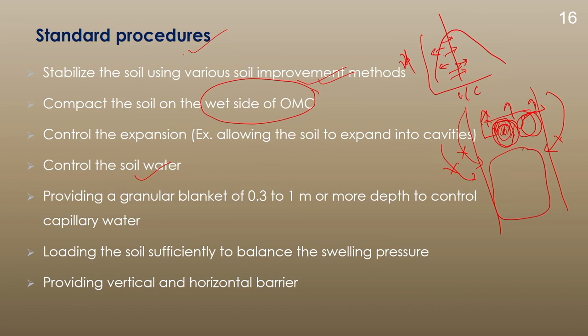So, therefore, we can control the movement of the water into this layer located below the foundation. Or we can provide a granular blanket of 0.3 to 1 meter to control the capillary water, or load the structure to a sufficient load to counter the swelling pressure, and provide vertical and horizontal barriers. So, these vertical and horizontal barriers can prevent the ingress of the water into the soil just below the foundation. So, these are the different standard procedures for shallow foundations in an expansive soil.